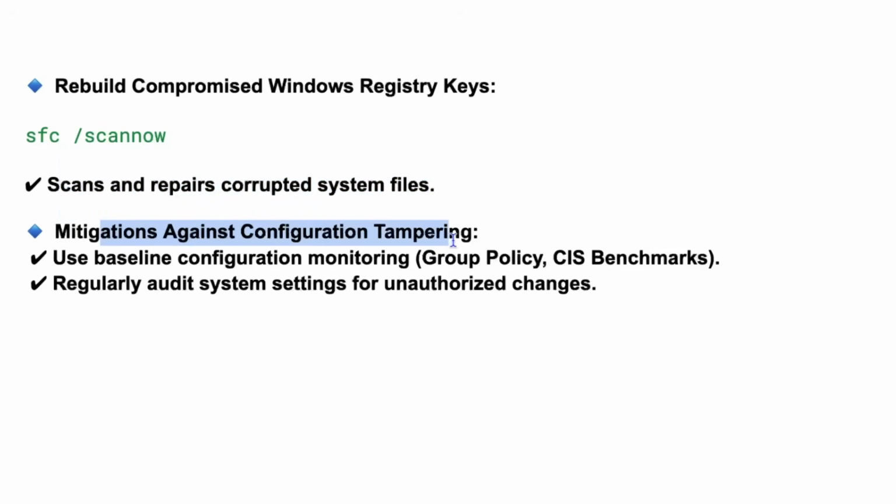Mitigations against configuration tampering would be to use baseline configuration monitoring, so group policies or CIS benchmarks. A baseline again is the default, right? So these are the default rules, the default activities, the default network traffic. All of these things would be referred to as the baseline.